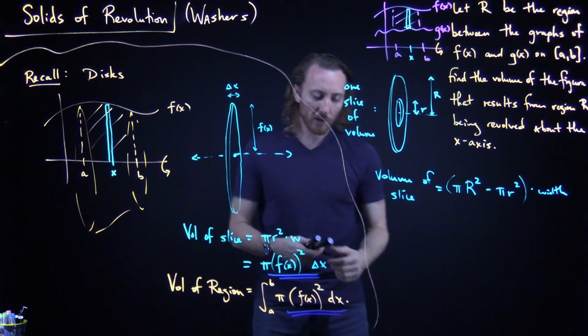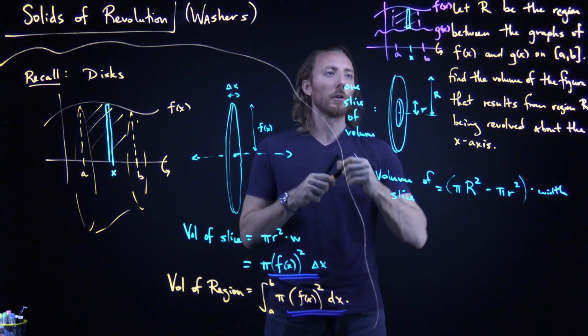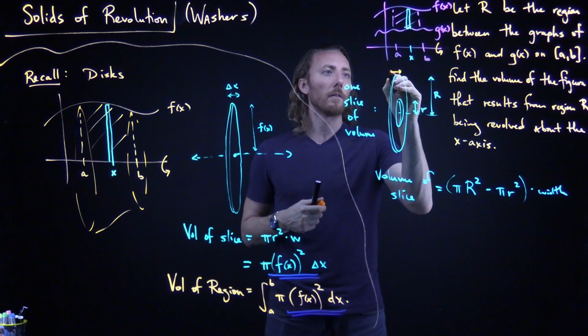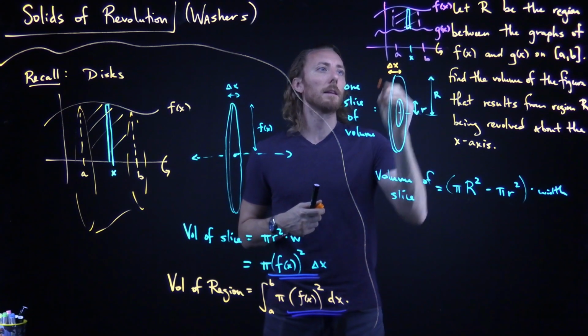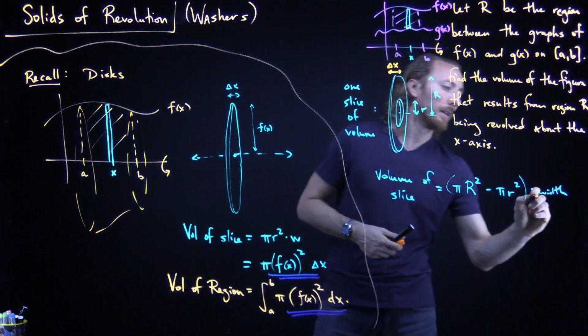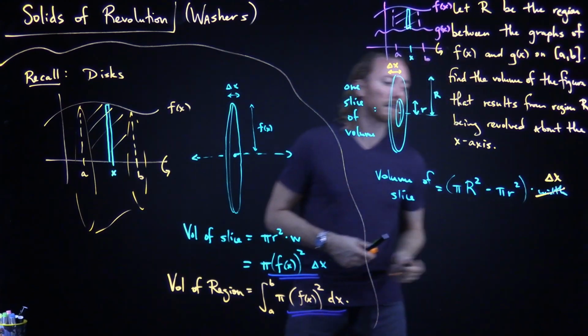Well, the width is just delta x, right? Because whenever you're looking at this, the disk is very thin. How thin is it? It's a delta x thin. So we can replace width with delta x.